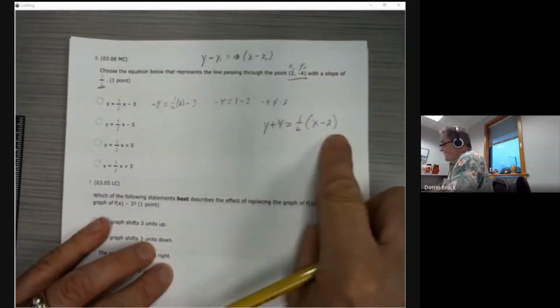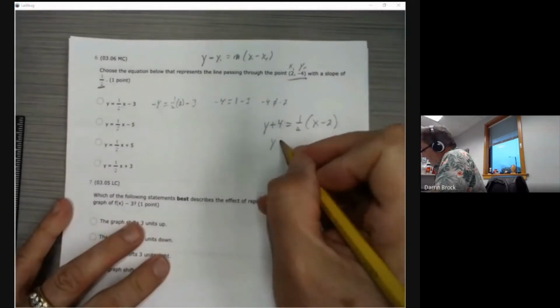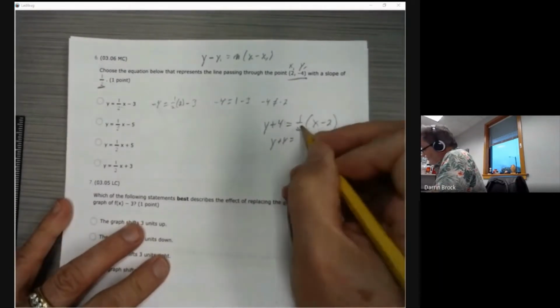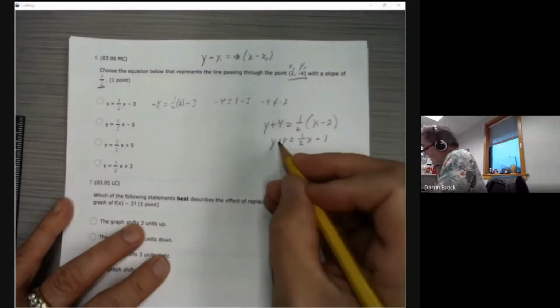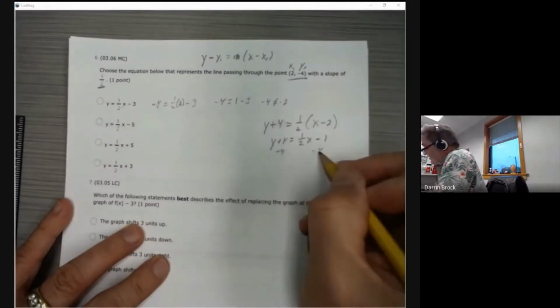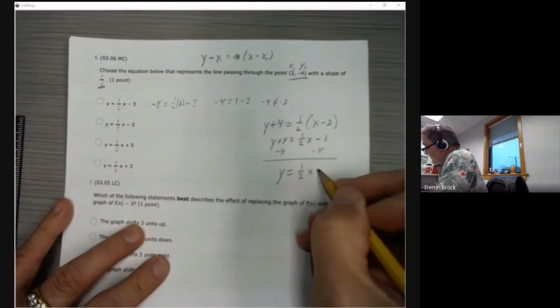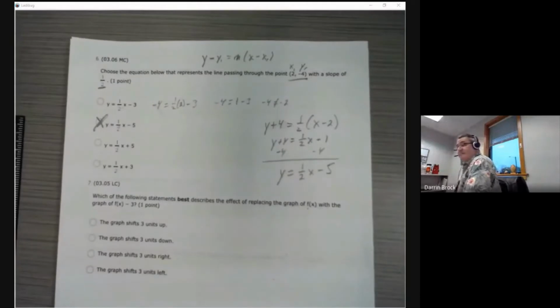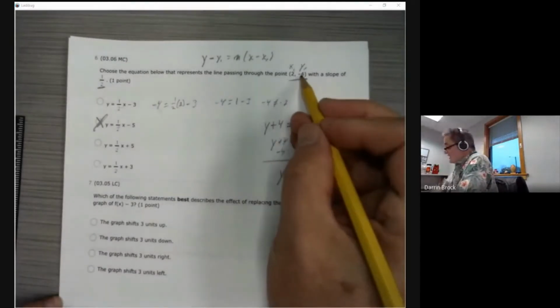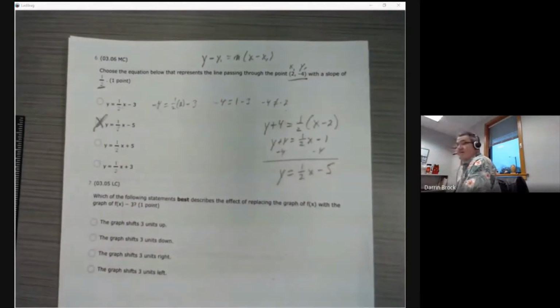So if we put it in this form where the y is by itself, we go y plus 4 equals, parentheses first, 1/2 times x is 1/2 x. 1/2 times -2 is -1. So we've got this equation. Now we subtract 4 from both sides. So y equals 1/2 x, -1 minus 4 more, -5. It's that one. That's the one. But again, we could also take this x and y and substitute it into each equation until we found one where the left equaled the right, because that would also work.